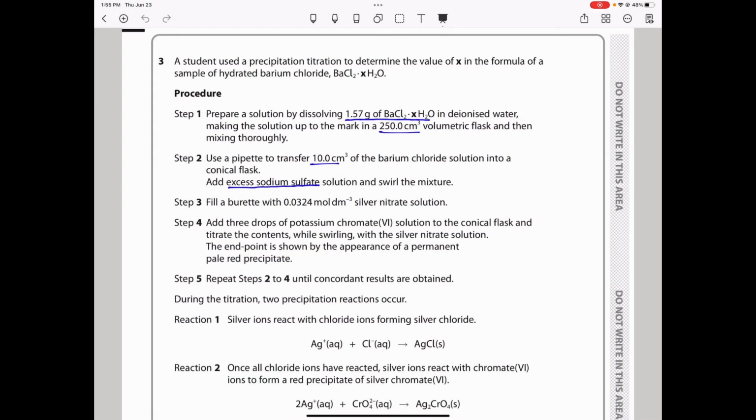Question 3. A student used a precipitation titration to determine the value of X in the formula of a sample of hydrated barium chloride. So this is the hydrated barium chloride. The procedure is as below. Prepare a solution by dissolving 1.57 grams of barium chloride in deionised water, making the solution up to the mark in a 250 centimeter cubed volumetric flask, and then mixing thoroughly. Number 2, use a pipette to transfer 10 centimeters cubed of barium chloride solution into a conical flask. Add excess sodium sulfate solution and stir the mixture.